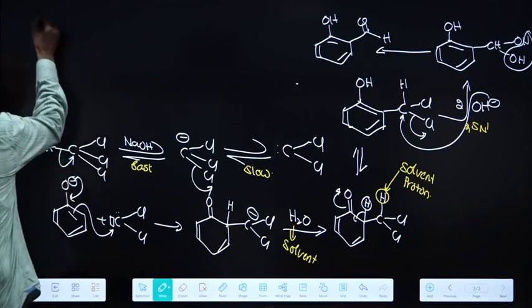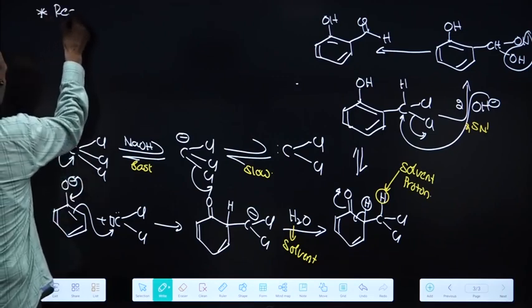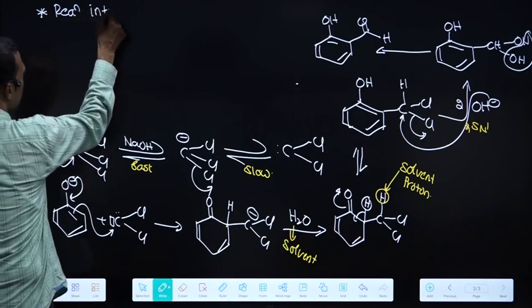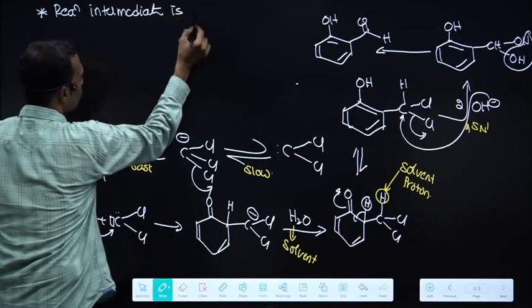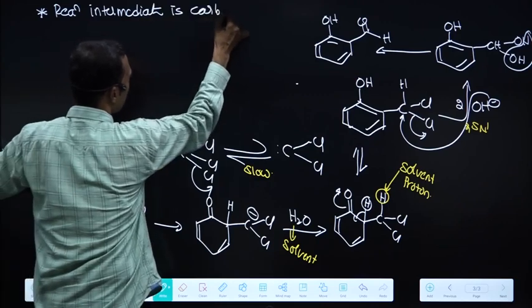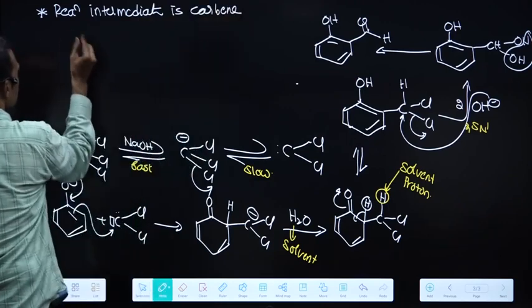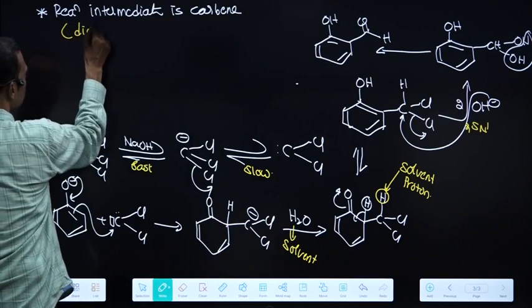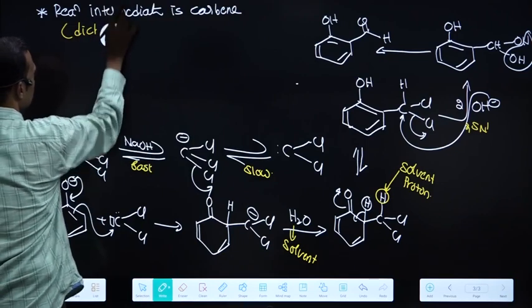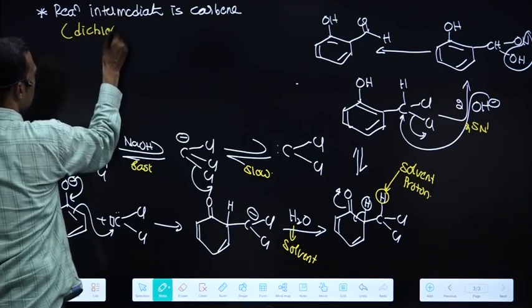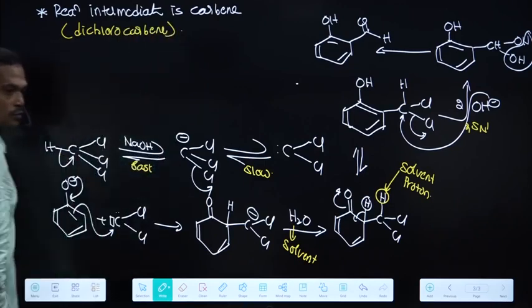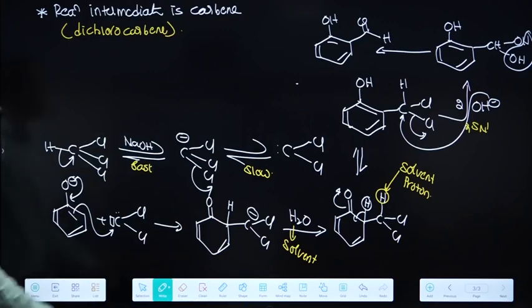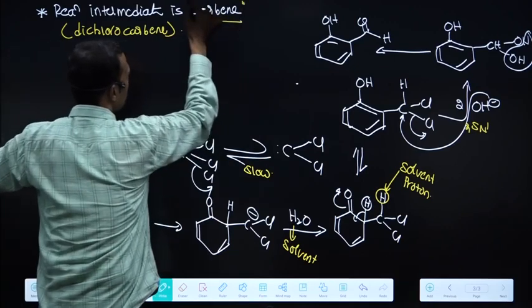Clear? Then what is the reaction intermediate? The reaction intermediate is dichlorocarbene. Otherwise you can simply write carbene. This is the most important point. Dichlorocarbene is the reaction intermediate in this one, otherwise simply carbene. The carbene intermediate name reaction is Reimer-Tiemann.